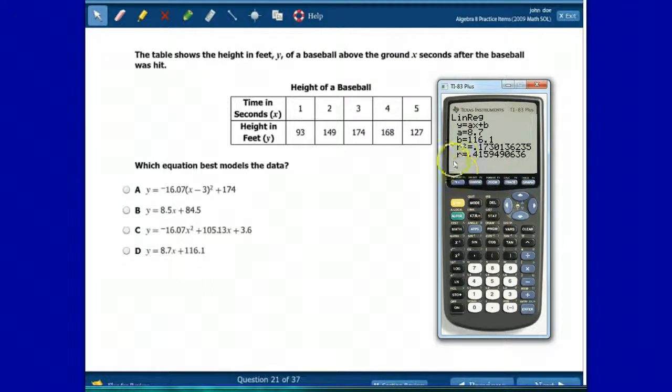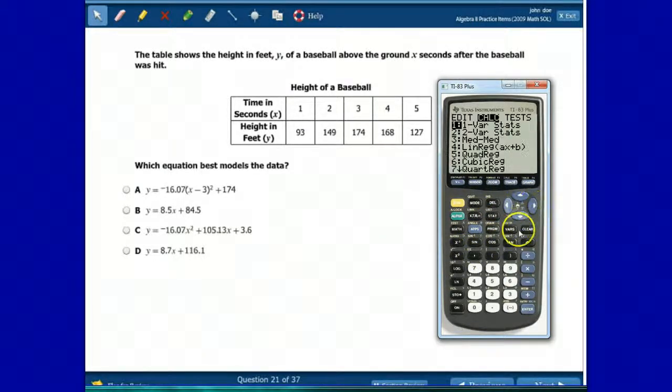So let's look right here at the R. You want to make this as close to 1 as you can, and 0.4159, that's not really great. That means it's like 40% accurate. So this one right here, you're definitely not going to want to pick. So that's kind of tricky. That's not very nice.